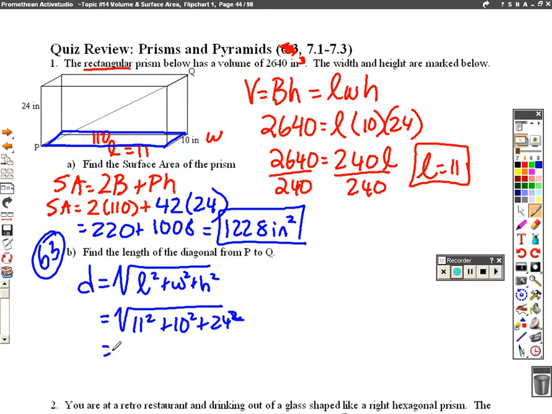And just for the sake of time, I'm going to type that all into my calculator. 11 squared plus 10 squared plus 24 squared, which is 797. And I'm going to use the square root on my calculator, square root of 797. It's a decimal, so we're just going to leave it right now as the square root of 797.